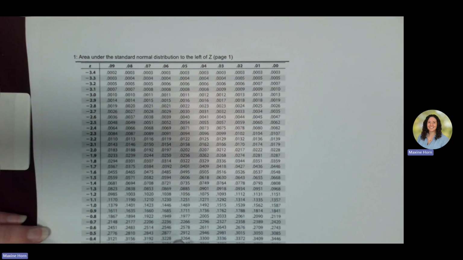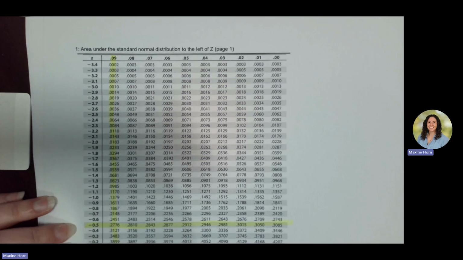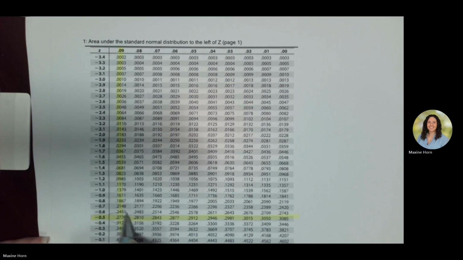So negative 0.5, and then the 0.09 is here. So where they intersect is 0.2776.